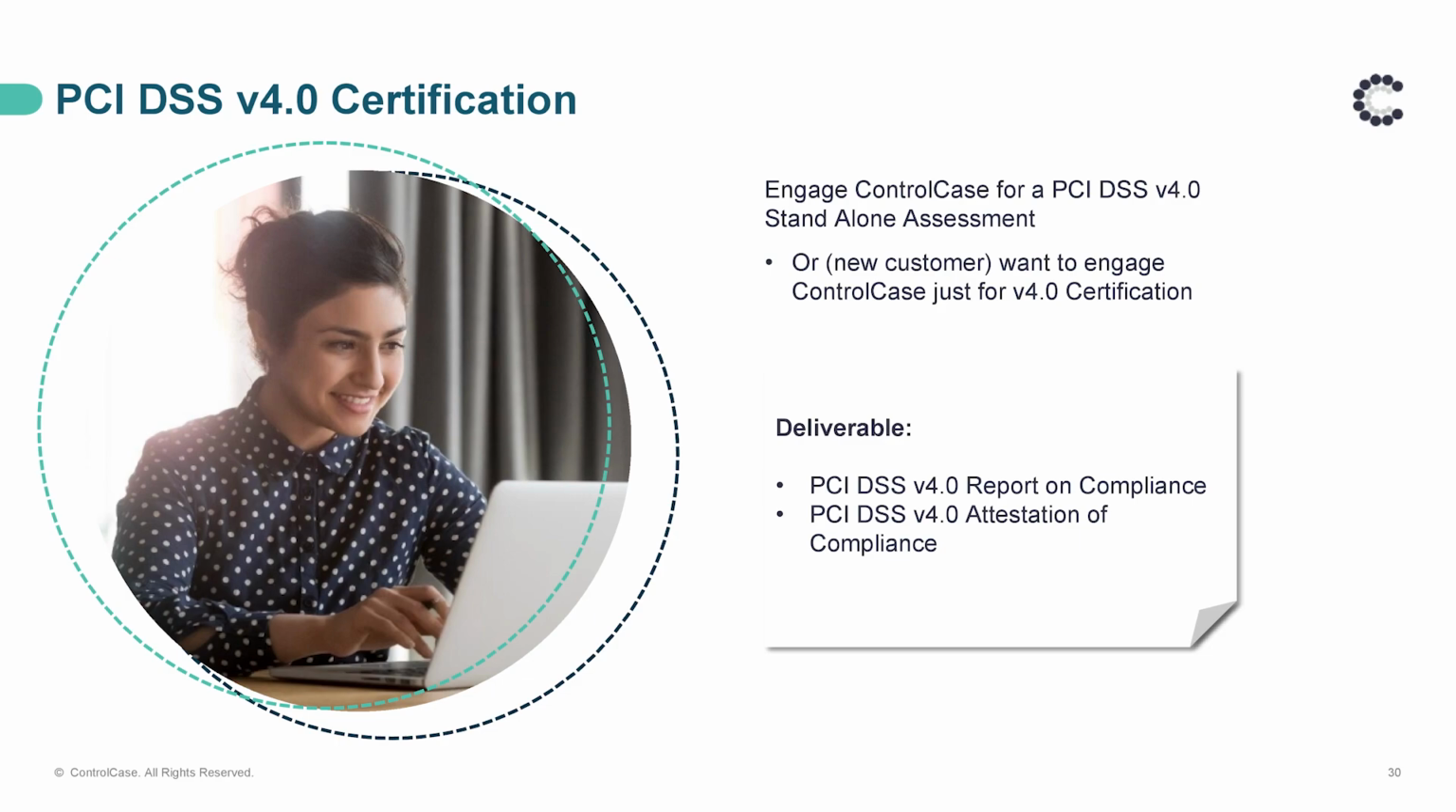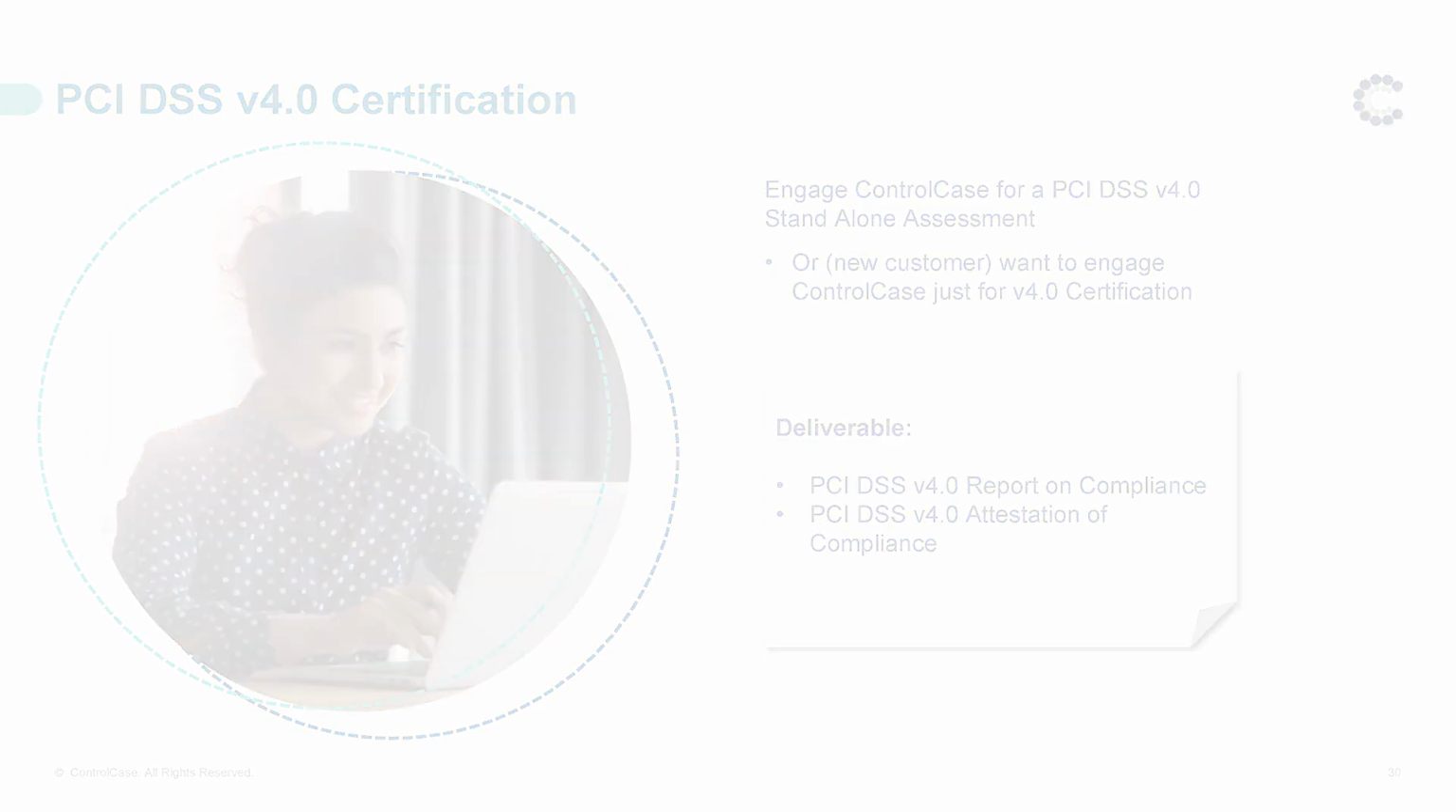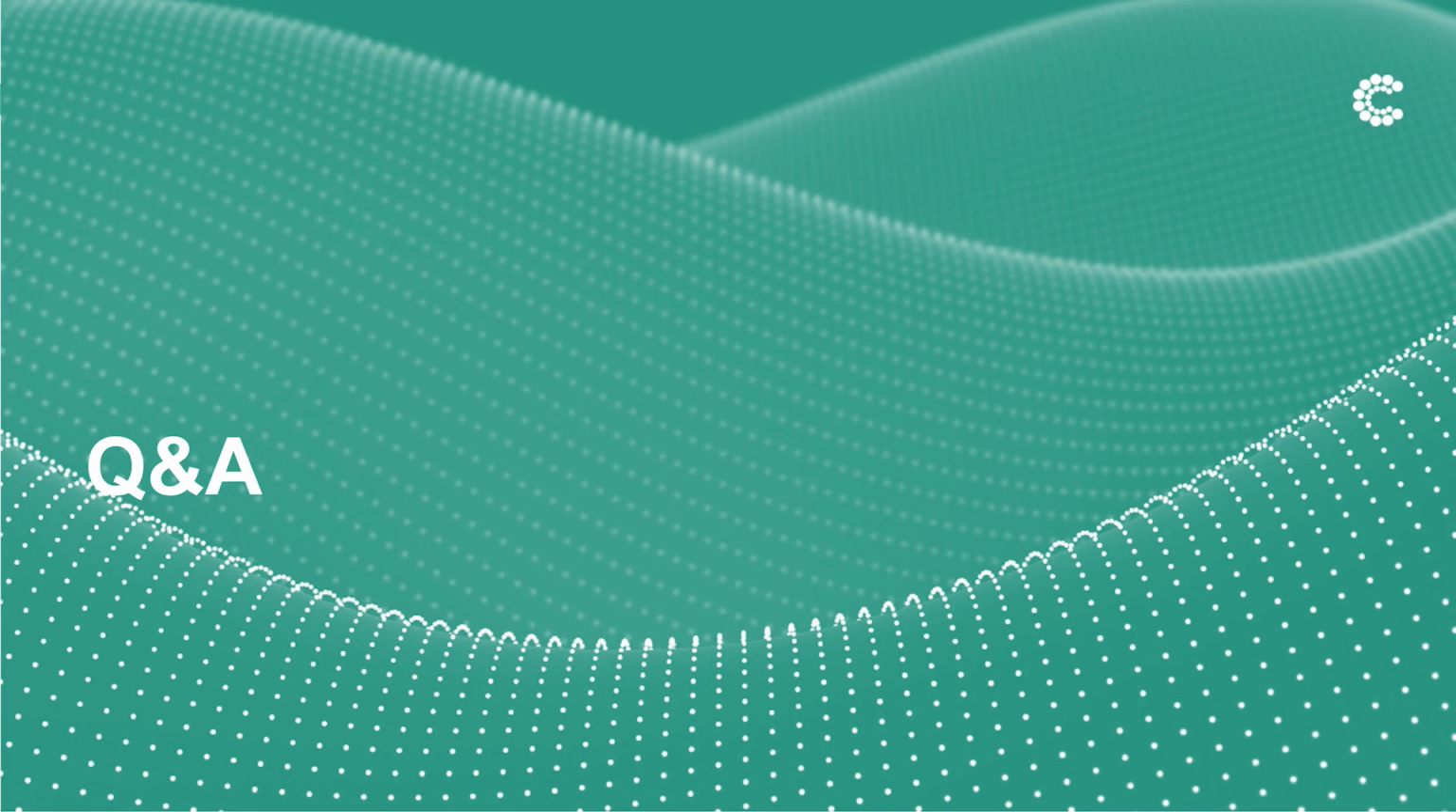Next, we're going to get into Q&A, but I'll summarize the 4 options. You can always do a consolidated 3.2.1 certification with a 4.0 gap assessment. You can do a standalone 4.0 gap assessment, or if you're ready, you can do a 4.0 certification. And so those are the various options. Just feel free to reach out to your ControlCase representative to talk through these options. Thank you for listening to the webinar.